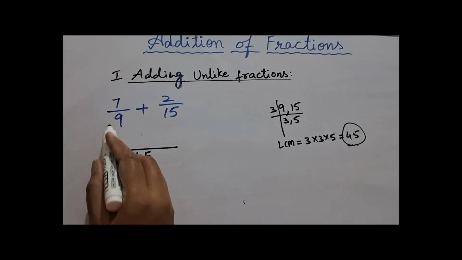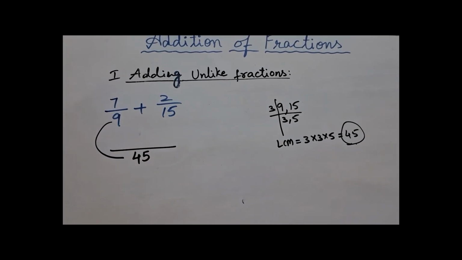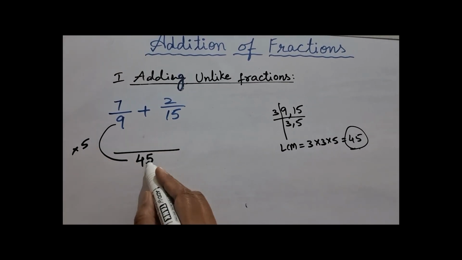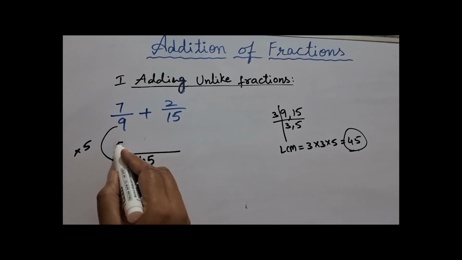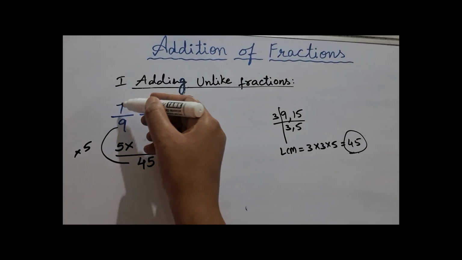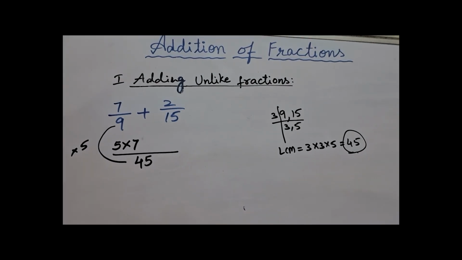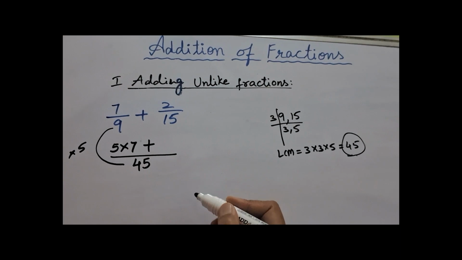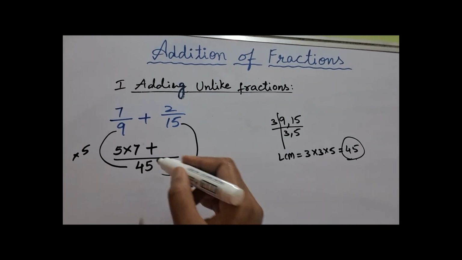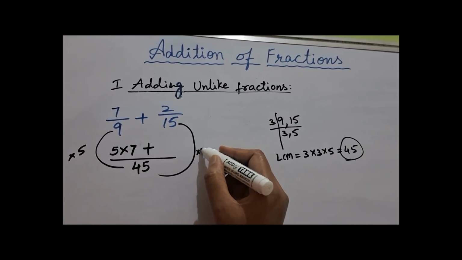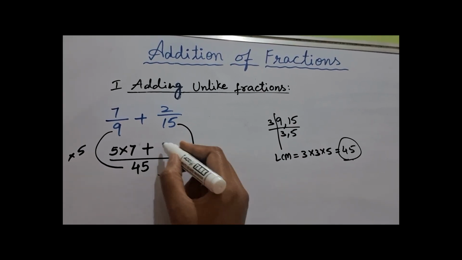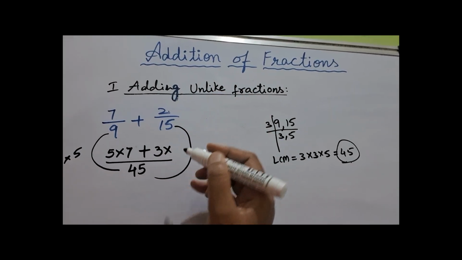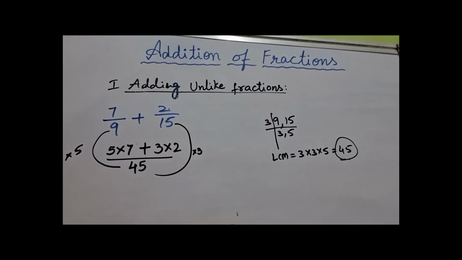Now 9 into what is equal to 45? 9 into 5 is 45. Now this 5 you need to write here, multiplied with that numerator. Okay children. Similarly, here plus is there, you put that plus sign here. Now 15 into what is 45? 15 into 3 is 45. Now this 3 you need to write here, multiplied with that numerator 2.